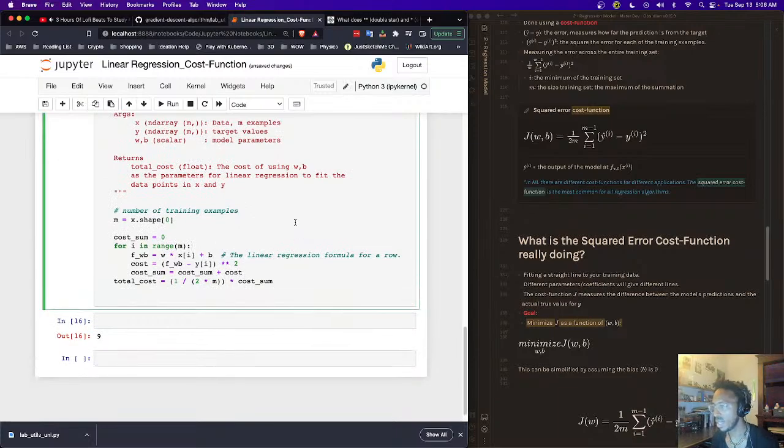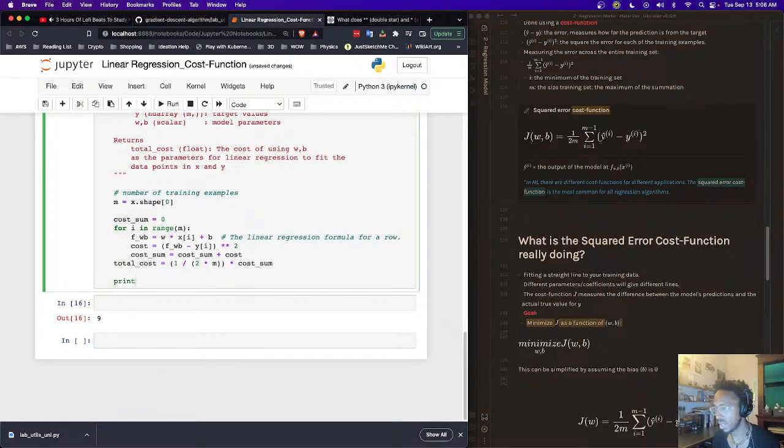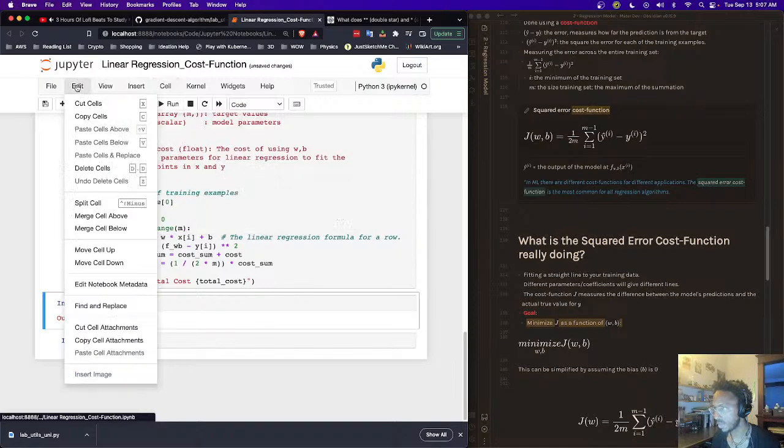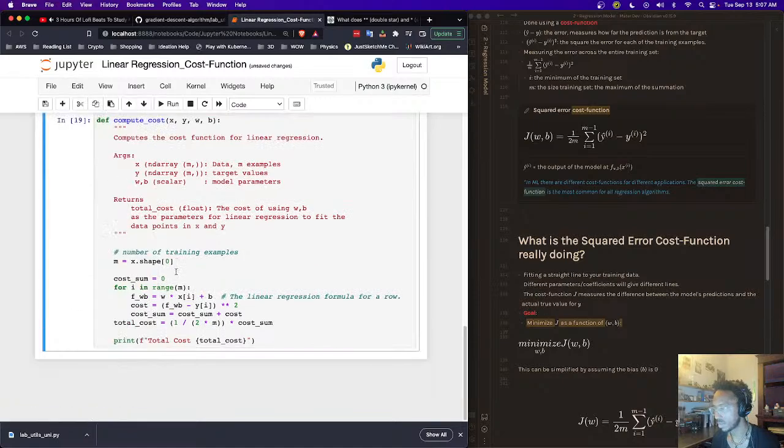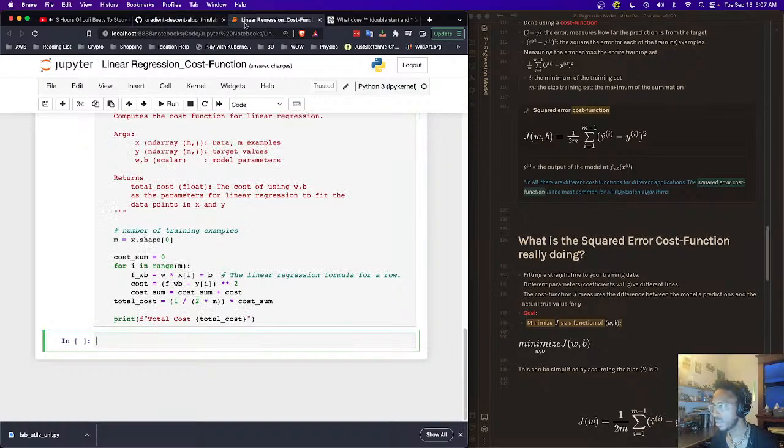And this is not in my workshop, but I'm going to do a formatted print. We're going to print the total cost. I'm going to get rid of this cell. Did I do this wrong? I think I did this wrong.